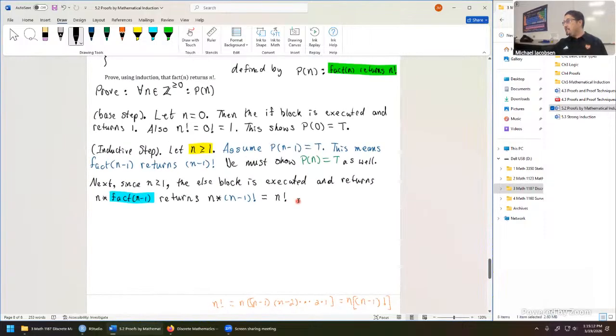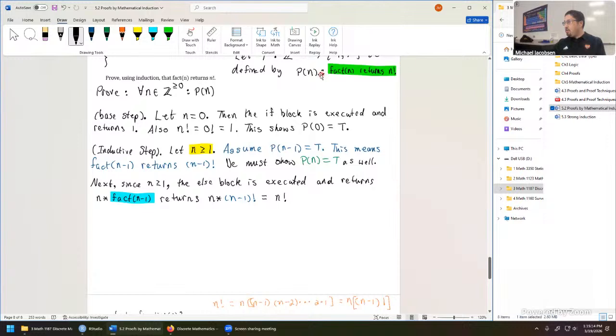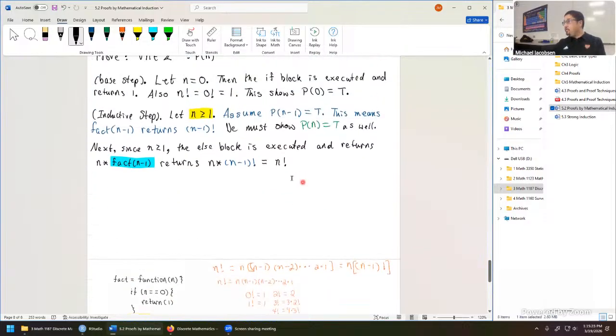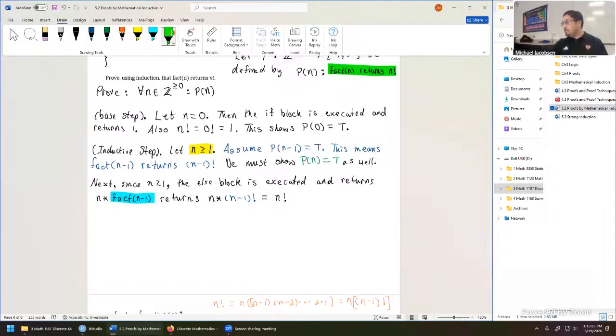So putting that all together finally, we just showed that, well, for some specific value of n, if we look into our factorial function defined down below here, it's going to in fact return n factorial. If that's the case, it means P of n will evaluate as true. So we can now say this shows P at n is true. And that's all we had to show here.